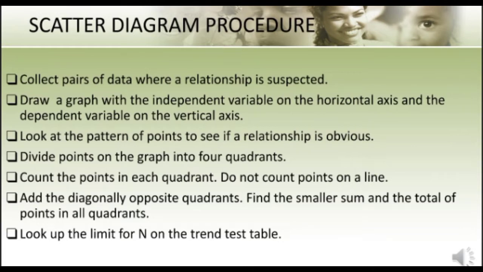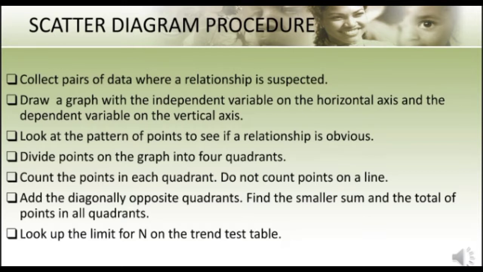Before we do the scatter diagram, we need to have a procedure to do that. First, collect pairs of data where a relationship is suspected. Second, draw a graph with the independent variable on the horizontal axis and the dependent variable on the vertical axis. For each pair of data, put a dot or a symbol where the x-axis value intersects the y-axis value. If two dots fall together, put them side by side, touching, so that you can see both.